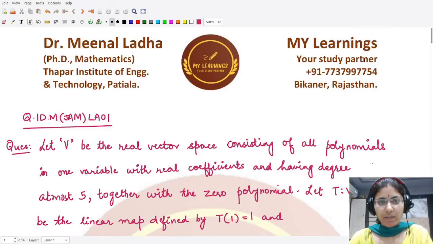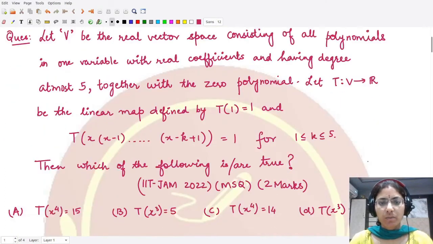In this series, we'll be going to start previous year's questions which appeared in the IIT-JAM exam, particularly of the subject linear algebra. So the first question here comes from the year 2022. This is a multiple select question, so here multiple options could be correct, and it is a 2-mark question, right?